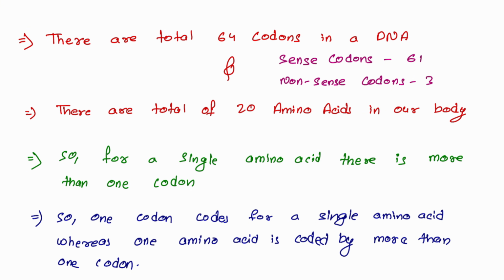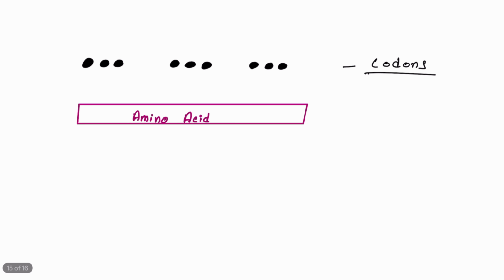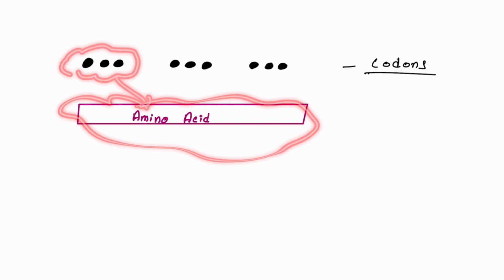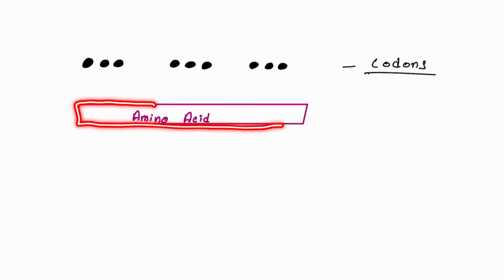To understand this, let's take an example. Let's consider these three as codons, which code for a single amino acid. So here we can say that all these three codons code for a single amino acid. Individually, we can understand that this specific codon codes for this specific amino acid, but this specific amino acid itself is being coded by 3 different codons.